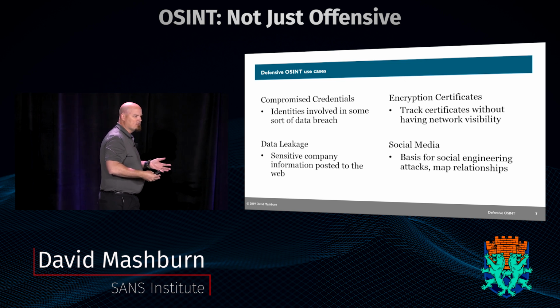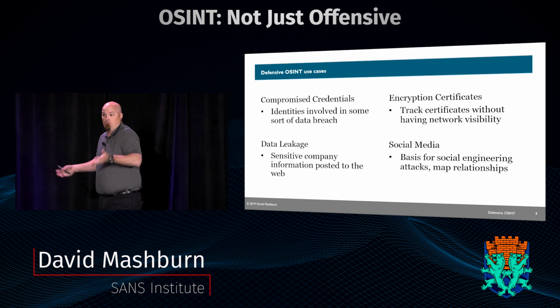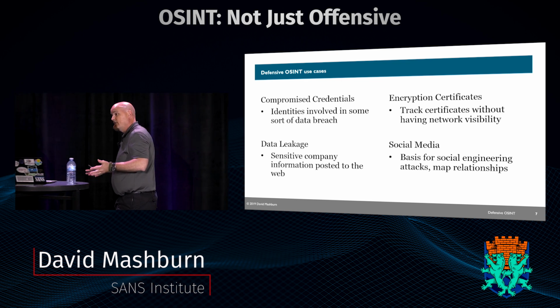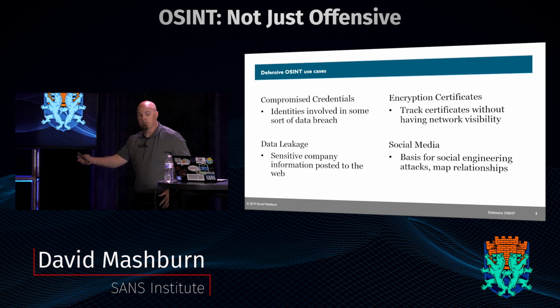Okay, we know traffic's encrypted. Adversaries like encryption just as much as we do. So can we track those issuance of certificates without having that traffic have to cross our sensors? Right? OSINT comes into play here.